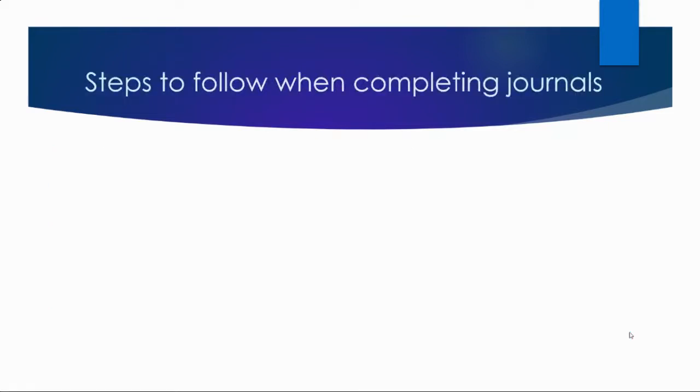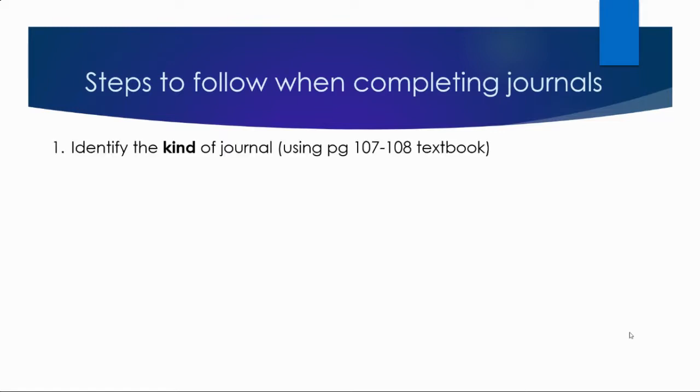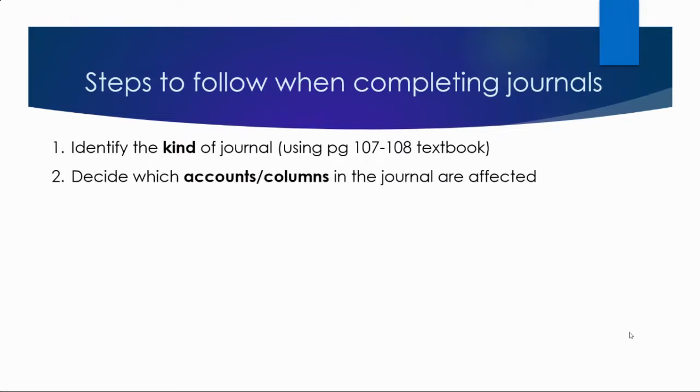Okay, now here are a few steps to help you complete your journals. This you can apply for your cash journals, your credit journals, as well as your inventory journals. It doesn't matter which one, the steps will remain the same. So the first step is you have to identify what type of journal we are looking at. So what category? Is it a cash, a credit, or is it another journal?